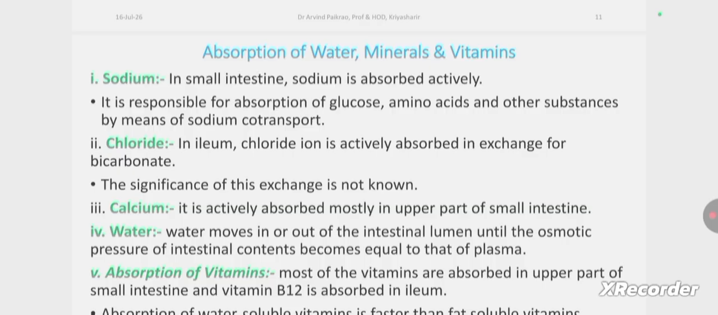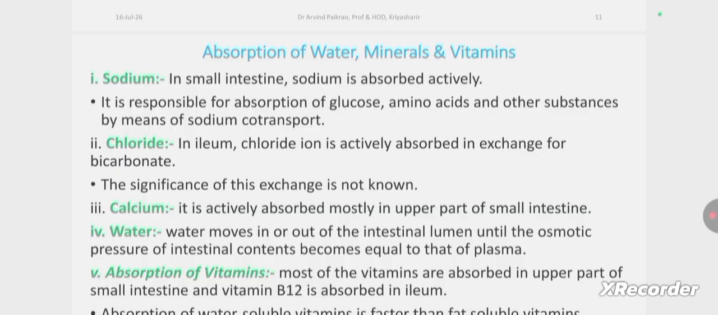Glucose and amino acids will be absorbed in one direction along with sodium. Sodium is also being absorbed. Next is chloride. Chloride will be exchanged with bicarbonate.